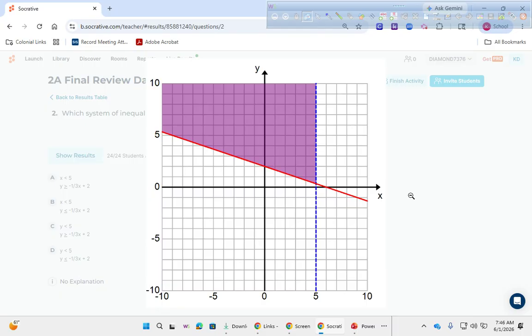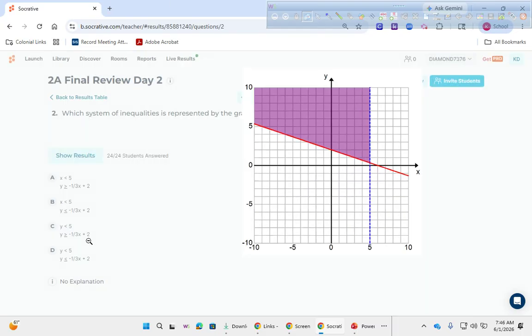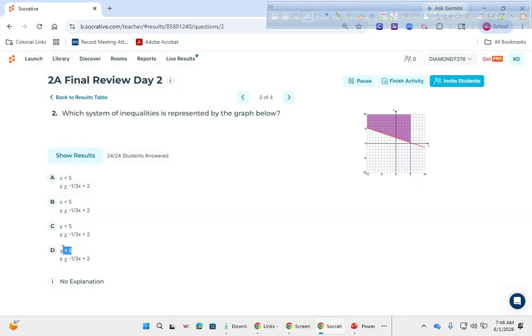So this is an X equals line, which means the answer can't be C or D because these are the Y ones. All right? So that's the first part. And then the second part is looking, so what's the difference between A and B, right? Because I know that it's got to be A or B because of that vertical line. So now I'm thinking, all right, well, what's the difference between A and B? The difference between A and B is the inequality sign on the second one, right? It's Y is greater than versus Y is less than.